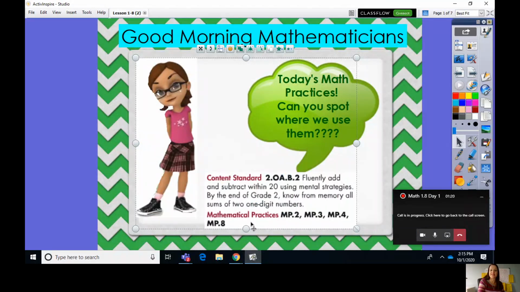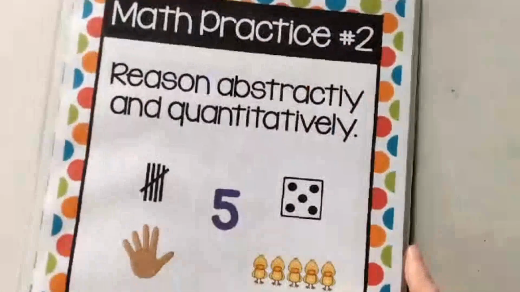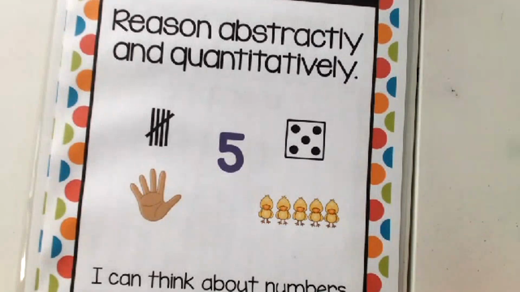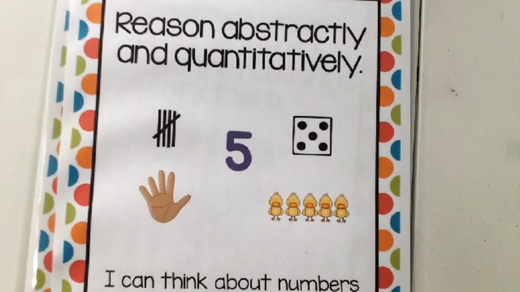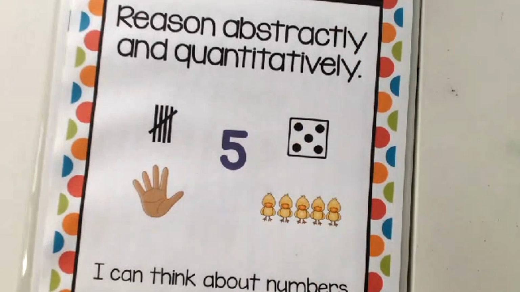Okay, our math practices. We're going to look at math practice 2, 3, 4, and 8 in our lesson. Let's go over them. All right, math practice 2. Reason abstractly and quantitatively. I can think about numbers in many ways. So you see a tally mark is a 5, the number 5 is a 5, you can think of dice as a 5, so you think of your numbers in different ways.